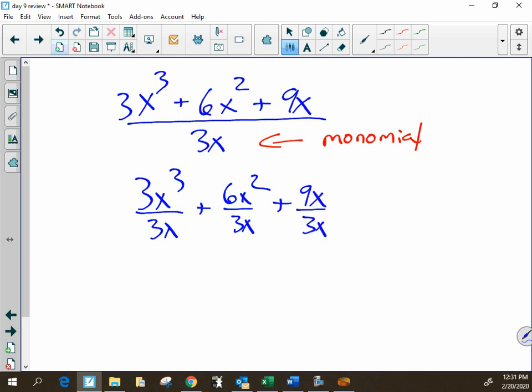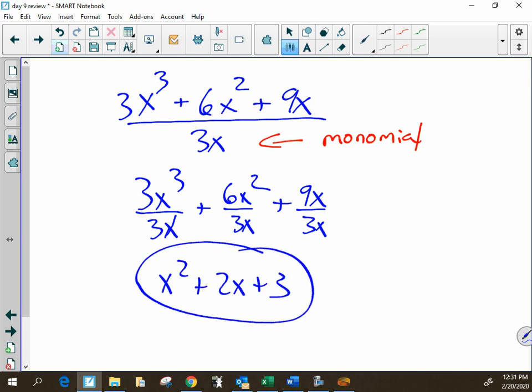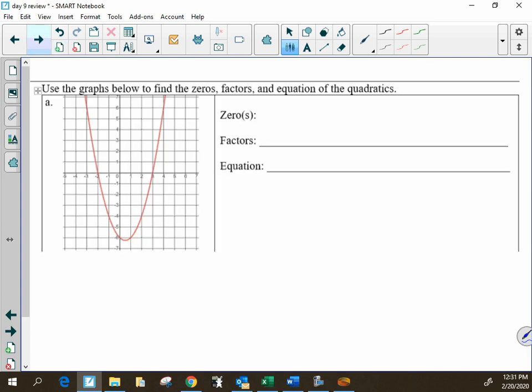And then I have a monomial divided by a monomial, and I can use my monomial rules to simplify each term like that. So that's the dividing. Next up, we have the type of problems that make sure that you understand how to identify a zero. And here the zeros are -2 and 3. And also that we understand the relationship between zeros and factors.